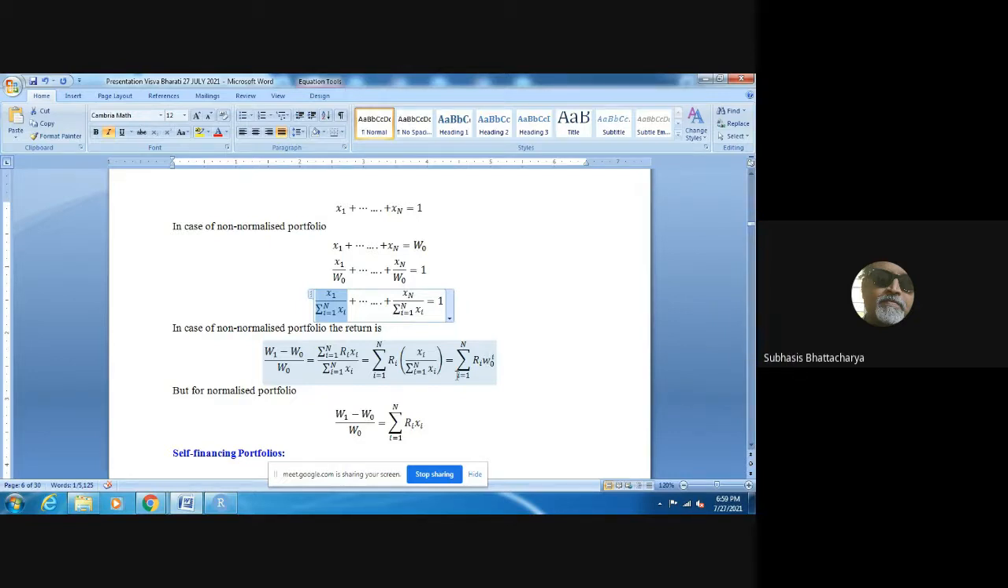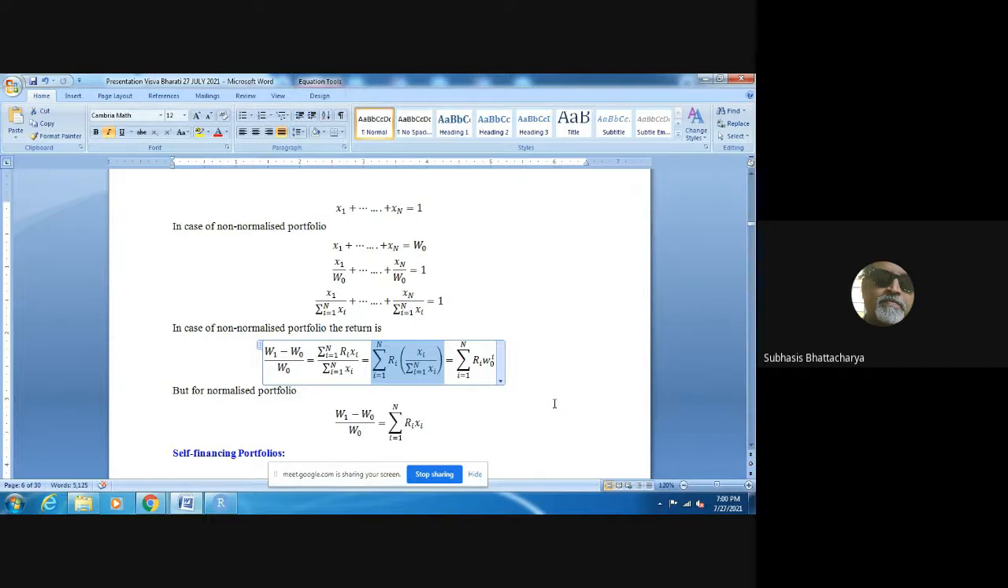Look, this is the situation for a portfolio that is not normalized, as compared to one that is normalized. In the normalized case, the summation is always equal to 1. So this is the difference: in the case of a normalized portfolio it is only Ri into xi, but in the case of a portfolio which is not normalized, the return is given by this form, Ri into this. So this is the story of the normalized portfolio.